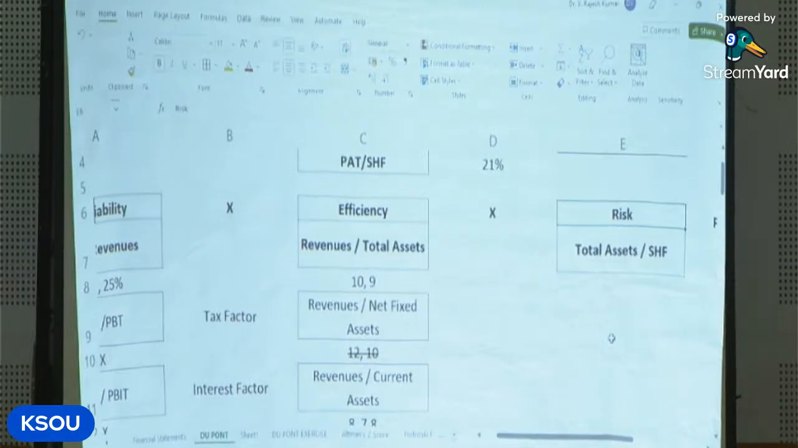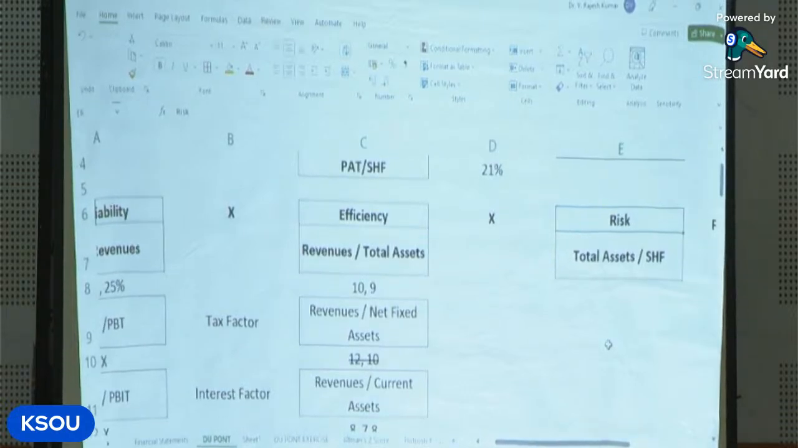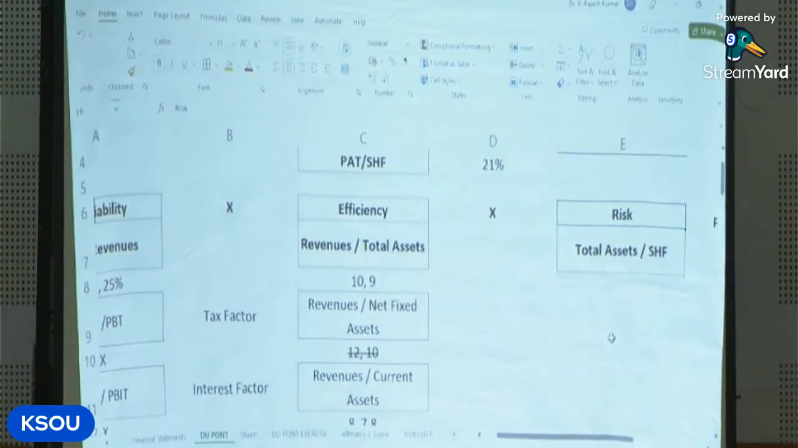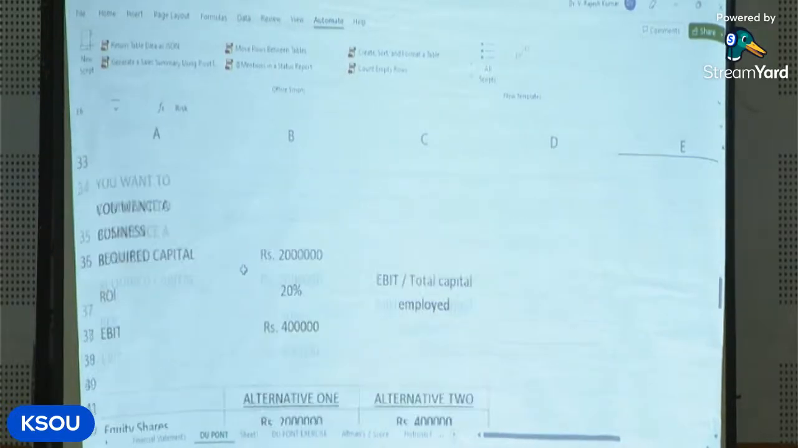Now, because of inverse, what happens, friends? If this number increases, it means there is high risk. If this number decreases, it means there is low risk. Originally, this is the formula for measuring risk. This is the formula for measuring risk.